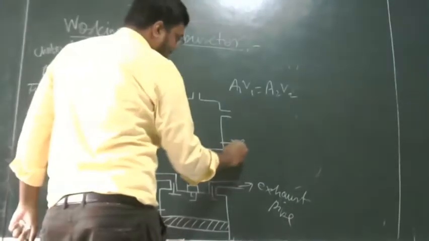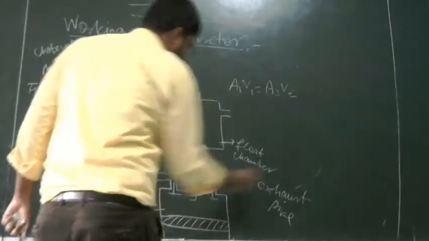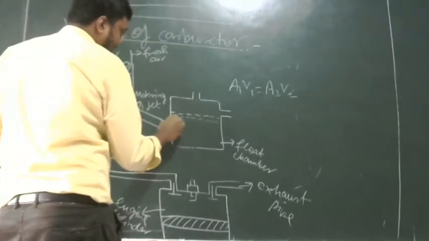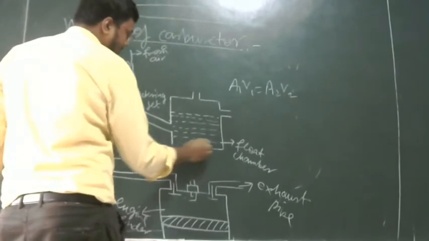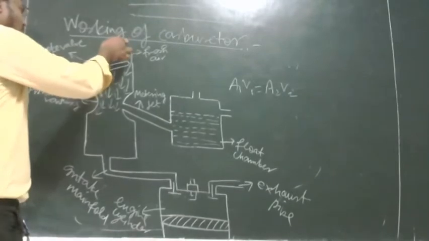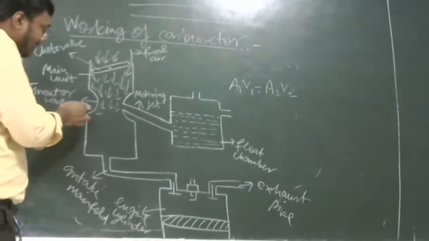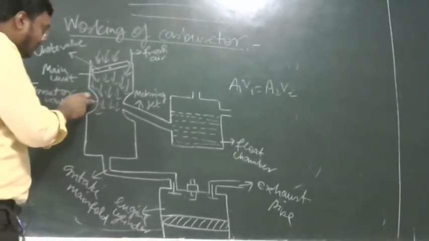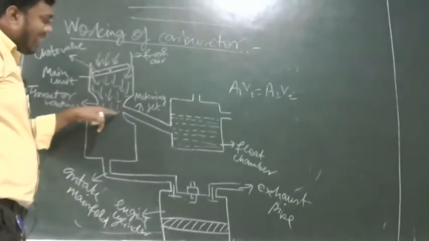In the float chamber, fuel is present. Now as I said, when air flows inside the main chamber, the velocity of air increases because the area is decreasing, and the velocity will be maximum at the point where area is minimum. So the area is minimum at the venturi, and here the velocity is maximum.